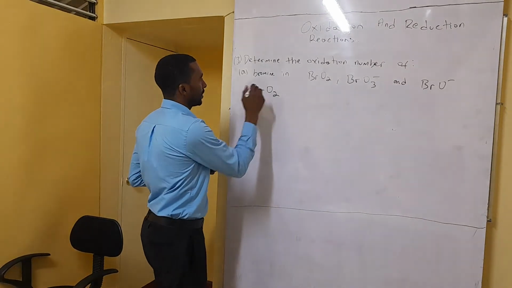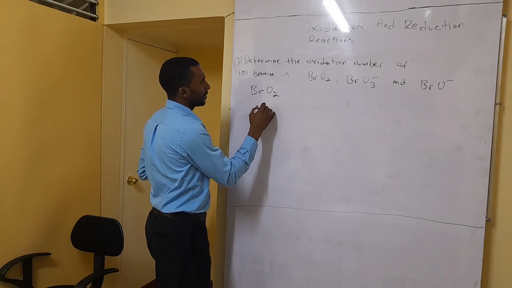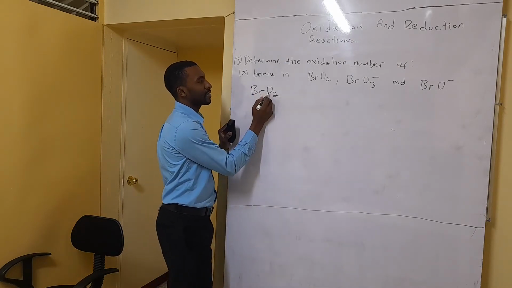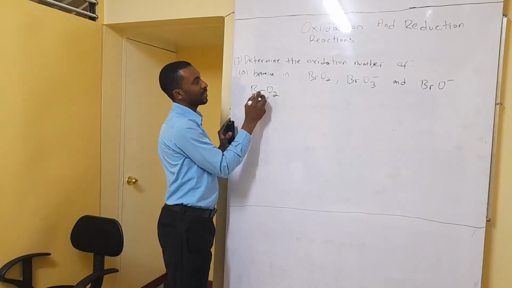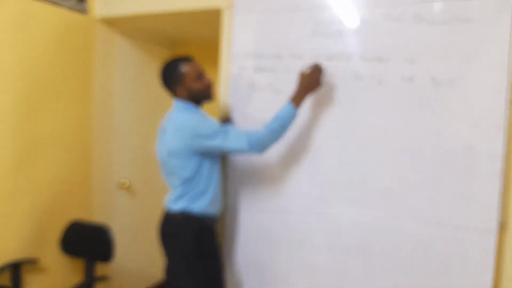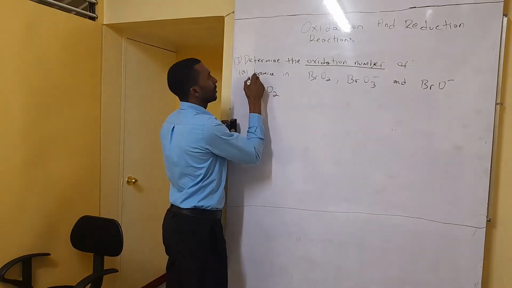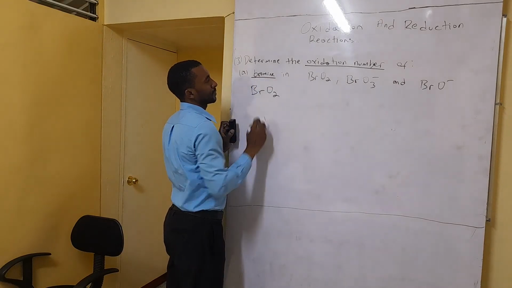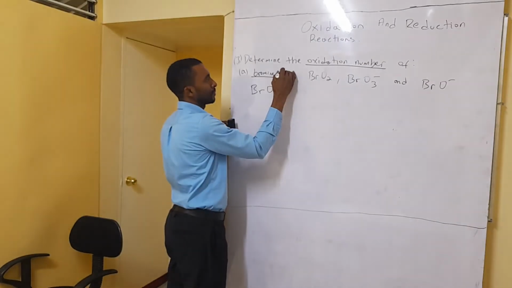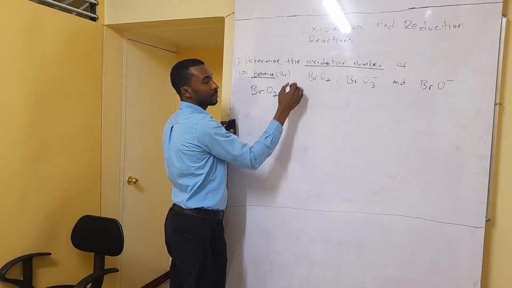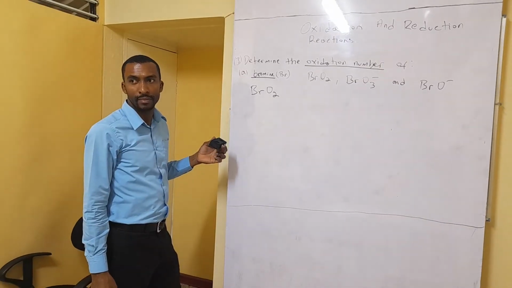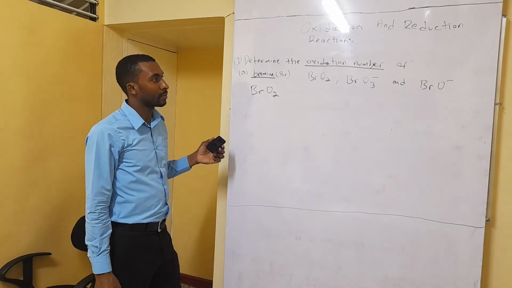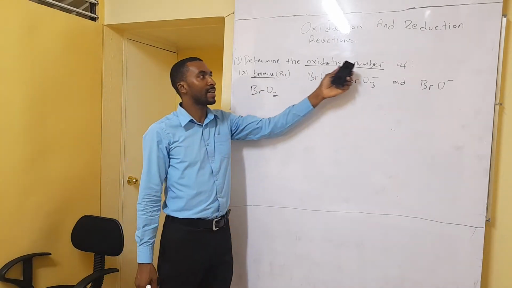Alright? So for this one, you can see that the rule that we're going to use is oxygen is always -2, because we want to calculate the oxidation number of bromine, Br. Is there a calculation for the reduction as well, or is it just oxidation? No, this is oxidation number, you know.